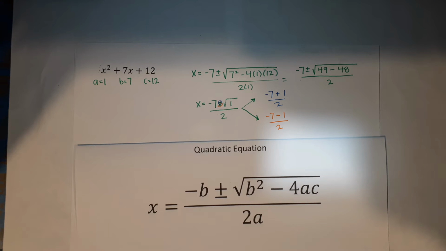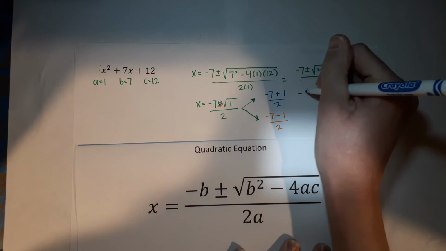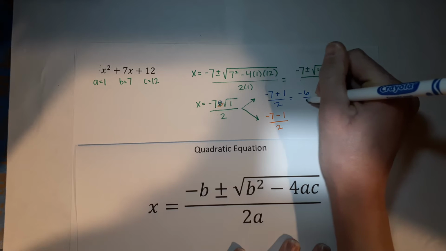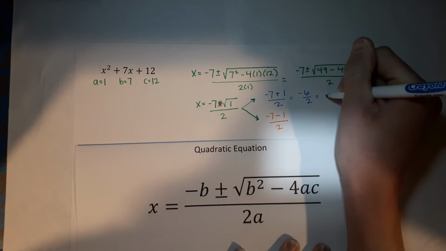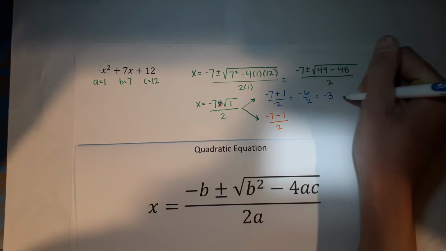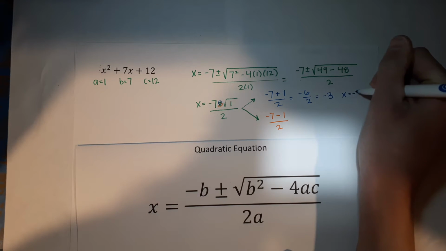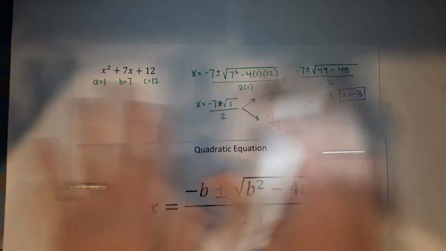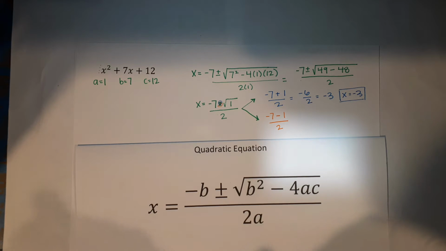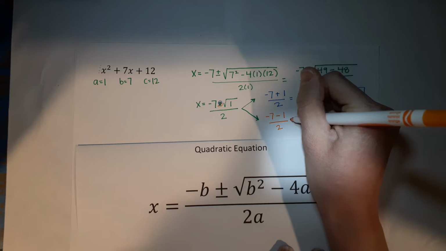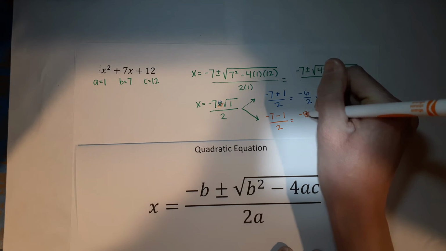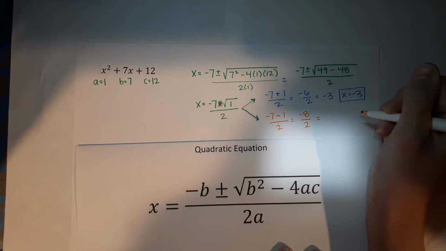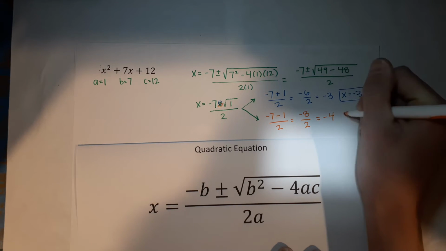Then we just simplify from there. Negative 7 plus 1 gives me negative 6 over 2. Negative 6 over 2 is negative 3. So x equals negative 3 is one of them. If you're factoring, there's one more step. Then, my orange guys: negative 7 minus 1 over 2. Negative 7 minus 1 is negative 8 over 2, which equals negative 4. So x equals negative 4.